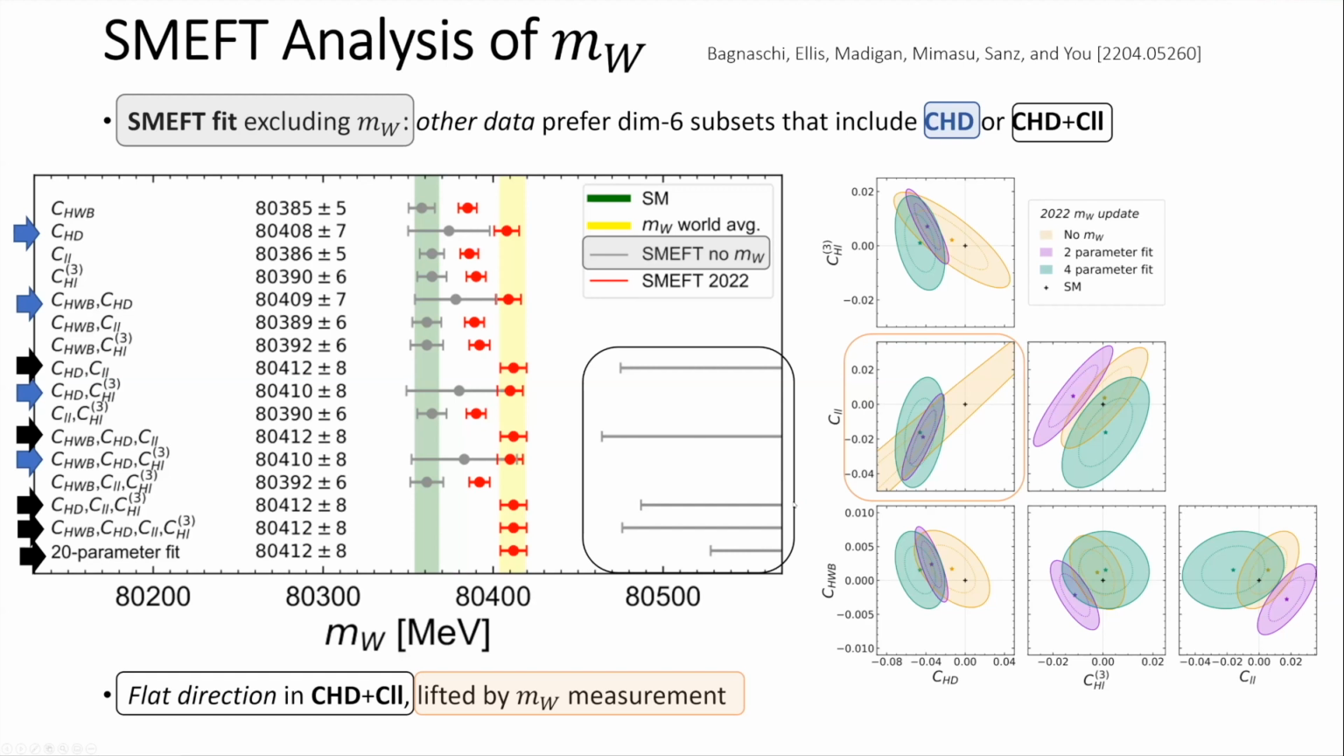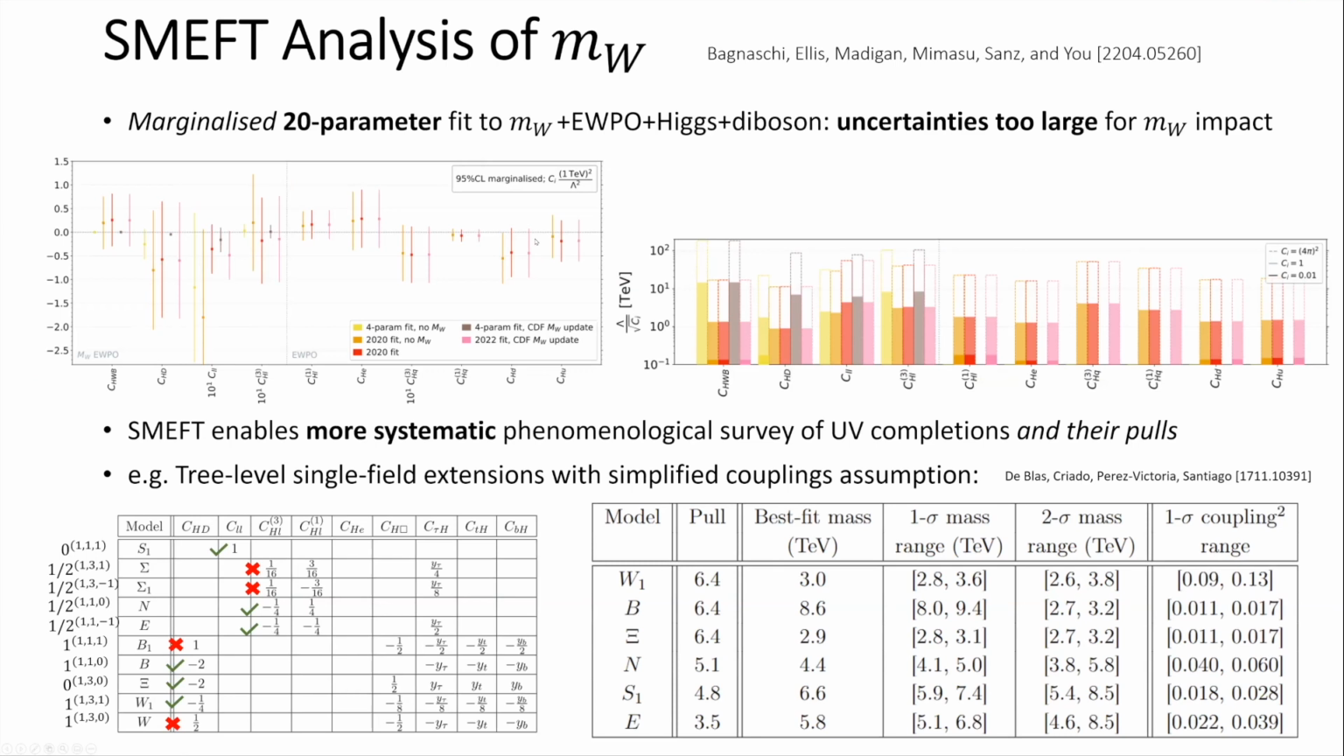On the other hand, the 20 parameter fit in electroweak, Higgs, and diboson data doesn't have much impact when we include W mass measurements. The reason being the uncertainties here are just much larger. So if we look at the 2020 fit that we did in our last paper and the 2022 fit shown in pink, then the pink and red bars are the ones that are to be compared in these plots. And we see that there isn't much effect in the marginalization.